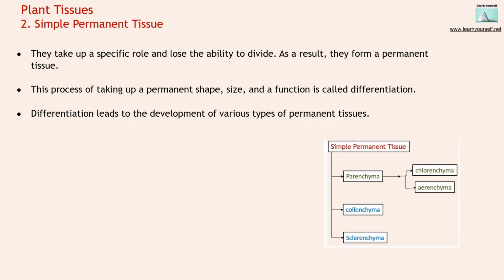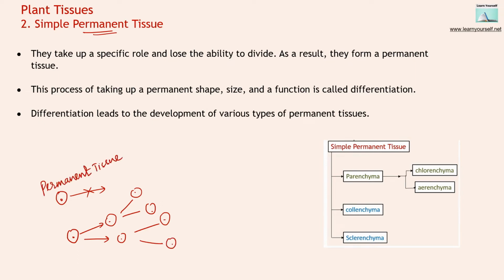Our second tissue is simple permanent tissue. Now why are they known as permanent tissue? Because some cells will be born and they will lose the ability to divide. A cell will be generated and they will keep on dividing and generating new cells, whereas this will remain the same. They grow mature and remain the same. They will not divide. So that's why they are known as permanent tissue.